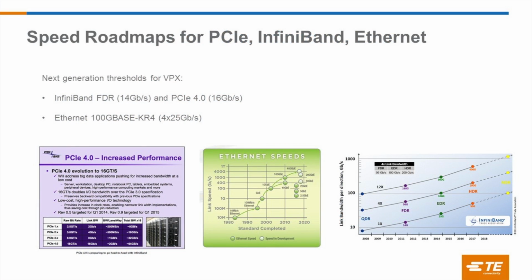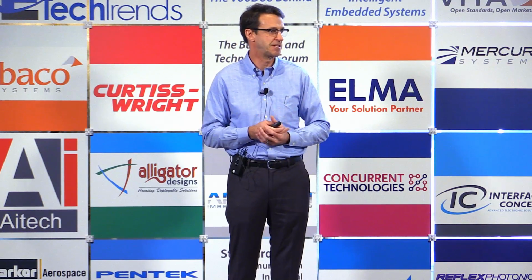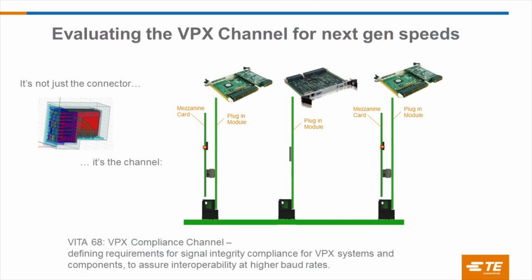If you look at the speed roadmaps, 3 of the major protocols, PCIe, InfiniBand, Ethernet, they're all looking at next generation speeds, and we're all developing systems around those data rates. So for us, as an interconnect group, we're looking at basically 2 levels of next generation products, looking at hitting that 16 gigabit per second window to handle PCIe and InfiniBand FDR, and then also looking beyond that, how do we get to 25 gigabits per second to handle 100GBASE-KR4 applications.